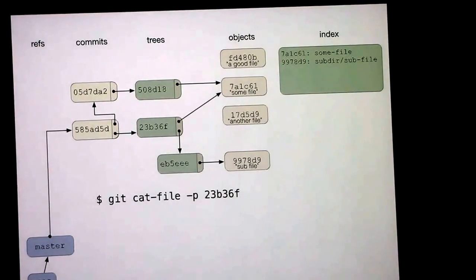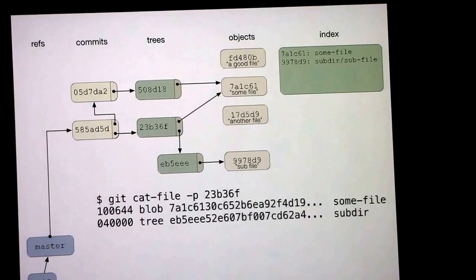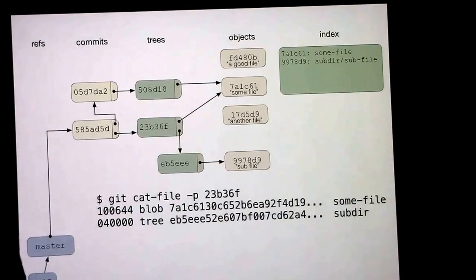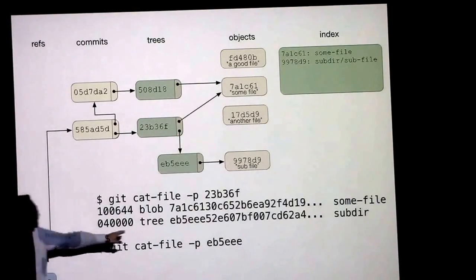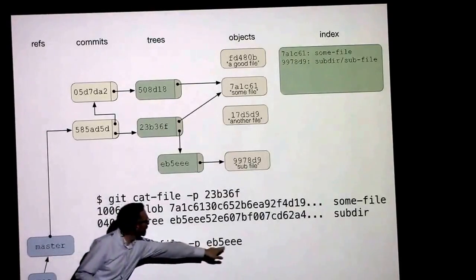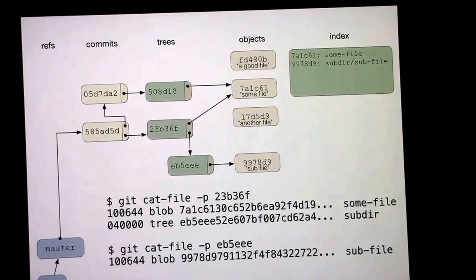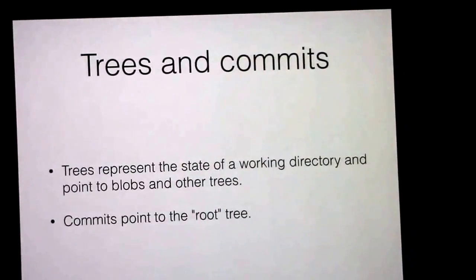So go ahead and we can cat-file this new tree object. It contains some file, which the previous tree did, but it also has a new one. And so the contents of this hash to be 23b36f. And we can cat that, this here is this. We can cat that tree and see that it contains subfile.